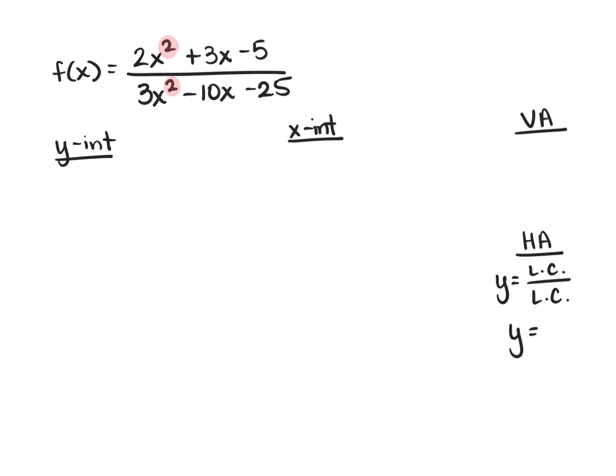So the leading coefficient in the top is the number 2. The leading coefficient in the bottom is 3, and that will not simplify or reduce. So that's going to be where my horizontal asymptote is.